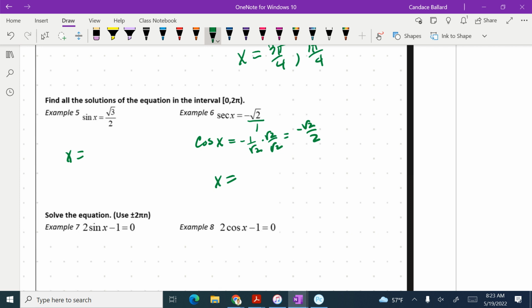Okay, if you haven't yet, talk about it with your table. Everybody's checking with their table.